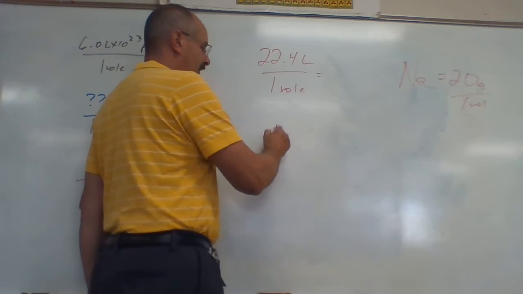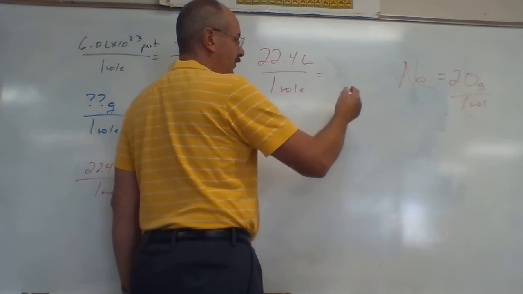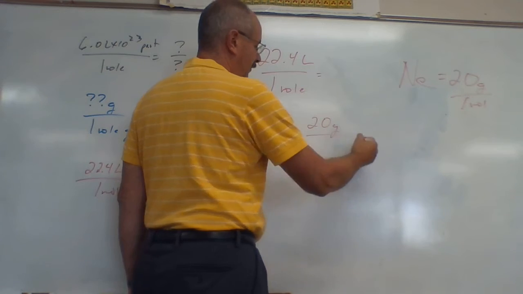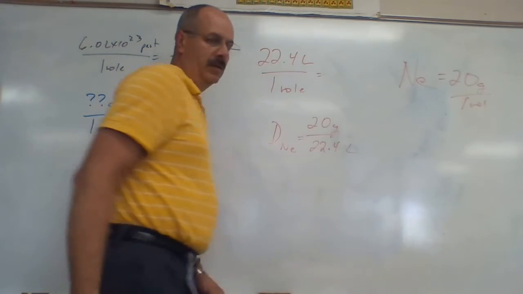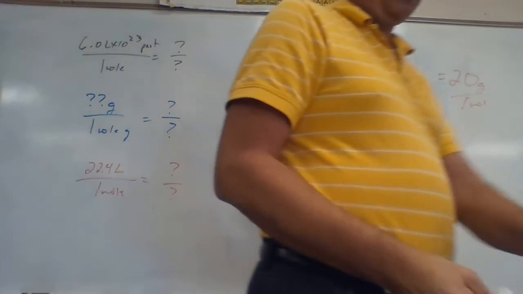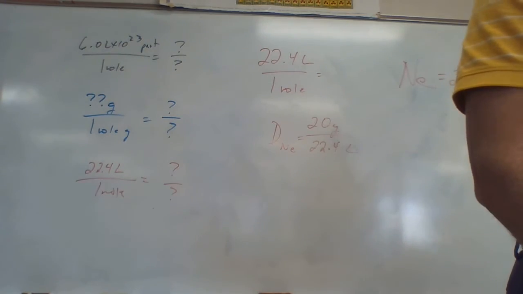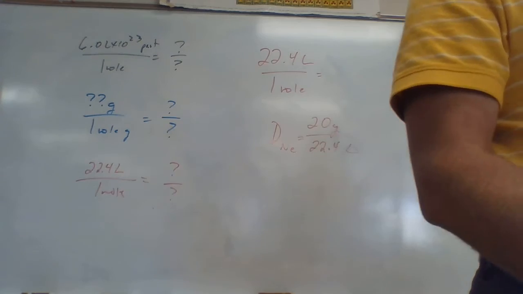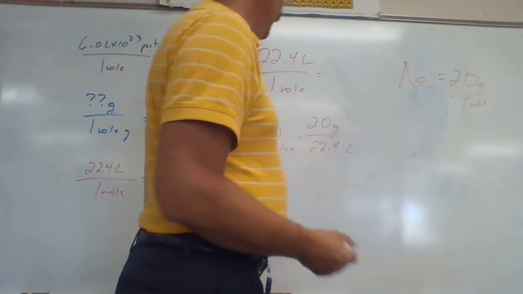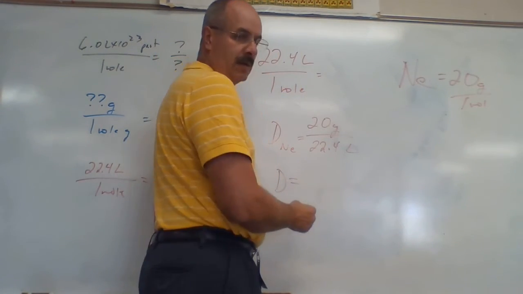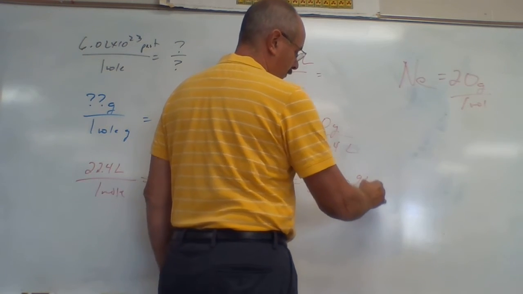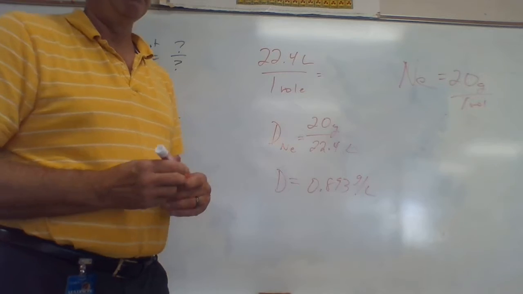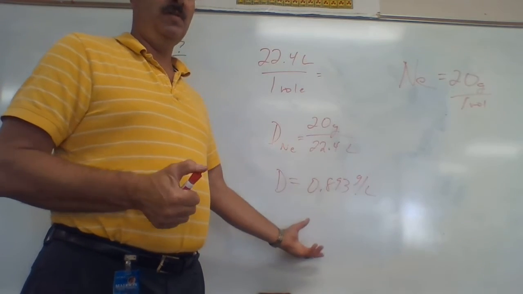So I can now set up that the density of neon equals its mass, 20 grams for 1 mole, over 22.4 liters. Then I'm going to divide that out. So you divide this out, and that density equals 0.893, and that's grams per liter. Now, what in the world does this mean?